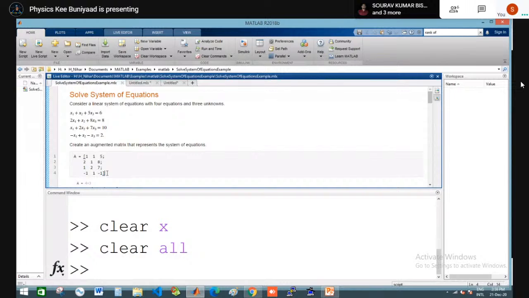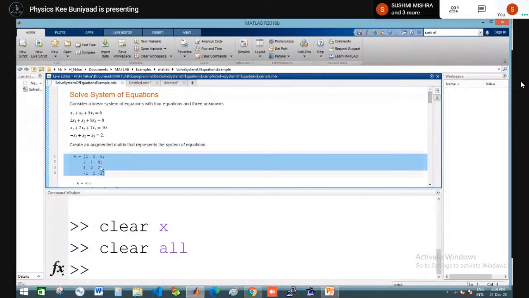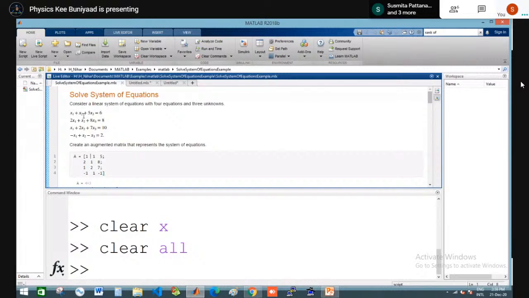At first we have to put all the coefficients of x1, x2, and x3 into a matrix A. Equate the coefficients of x1, x2, x3 from the first equation to the first row. So here it is 1, 1, 5. Look at equation number 1: the coefficient of x1 is 1, the coefficient of x2 is 1, and the coefficient of x3 is 5. So put all these coefficients of equation 1 in the first row.